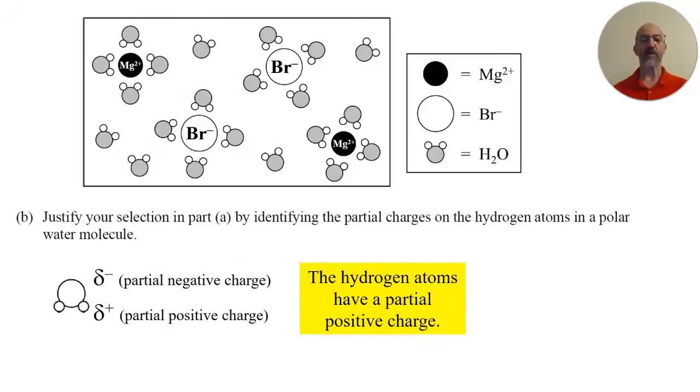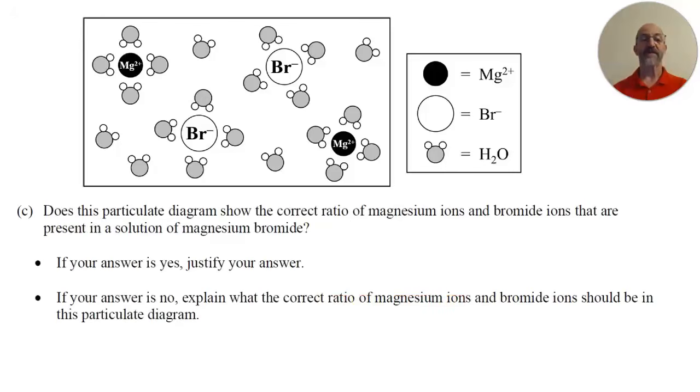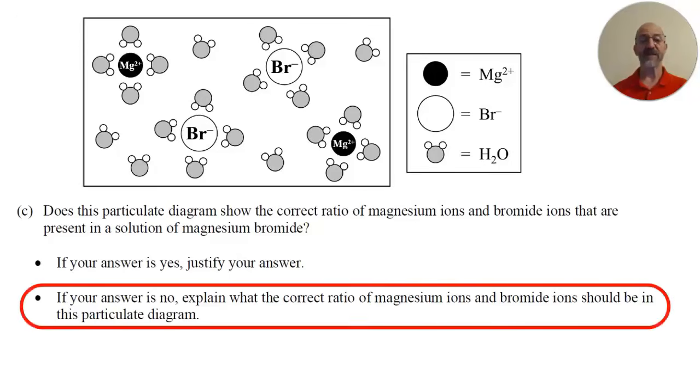All right, there's one more part of question 5, and that is part C. It says, does this particulate diagram show the correct ratio of magnesium ions and bromide ions that are present in a solution of magnesium bromide? If your answer is yes, justify your answer, but it turns out that the answer to part C is no. So if your answer is no, explain what the correct ratio of magnesium ions and bromide ions should be in this particulate diagram. So we need charge balance.